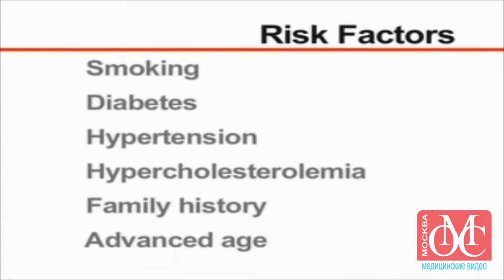Some of the known risk factors for peripheral arterial disease include smoking, diabetes, hypertension, hypercholesterolemia, a family history of the disease, and advanced age.